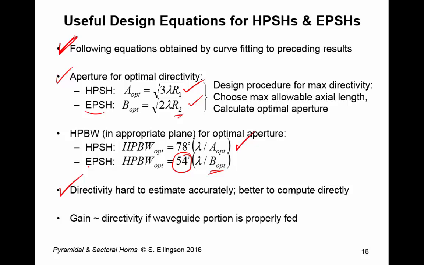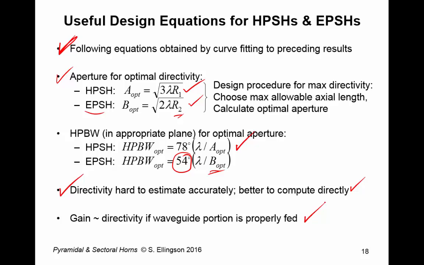Directivity, hard to estimate accurately, once again, better to compute directly and not very difficult. Directivity is usually not a problem calculation-wise because we need to do the integrals only once. Patterns, on the other hand, are kind of a pain in the neck because we have to repeat the aperture integration over and over again for every pattern point. For those reasons, it's better just to compute the directivity directly, and it's really not a hassle to do that. And then, once again, gain is about the same as directivity as long as the waveguide portion of the horn is properly designed. You don't have excessive losses there.